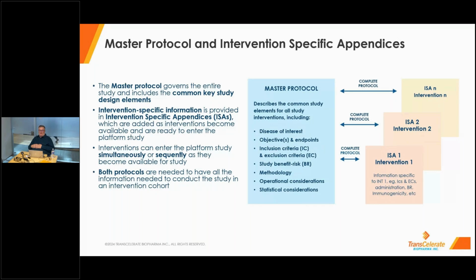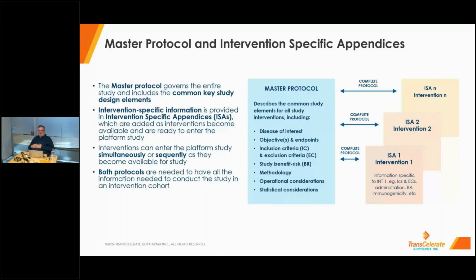And interventions can enter the platform trial simultaneously or sequentially as they become available for the study. This is obviously a tricky element, as those who are involved in the design of such trials know. Often there is a centralized committee that determines which new intervention is to enter, and in order to understand what it all means, we conduct simulations to understand how the timing and the gap between entry of interventions impacts the overall design and its execution.